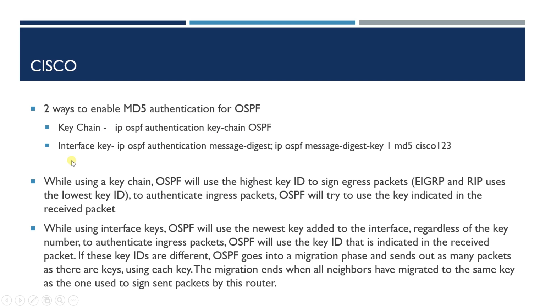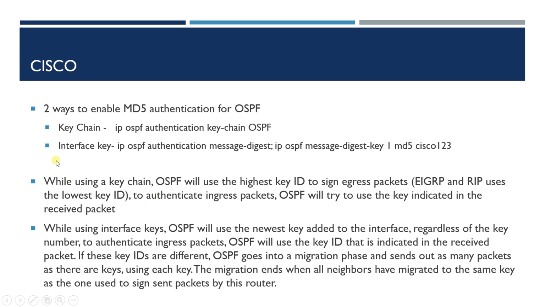When you do the interface command, you actually have to do two commands. You say ip ospf authentication message-digest to turn on authentication and use MD5. Then you put in the key, and you could put in multiple keys. You say ip ospf message-digest-key 1 md5, and then the actual key string, or the password.